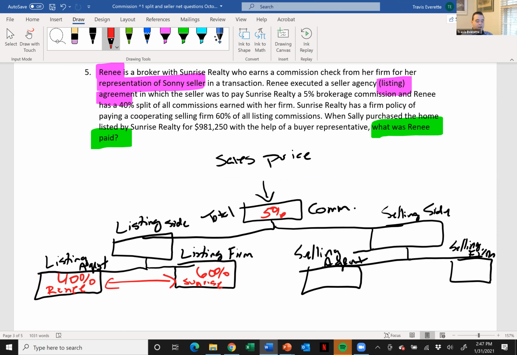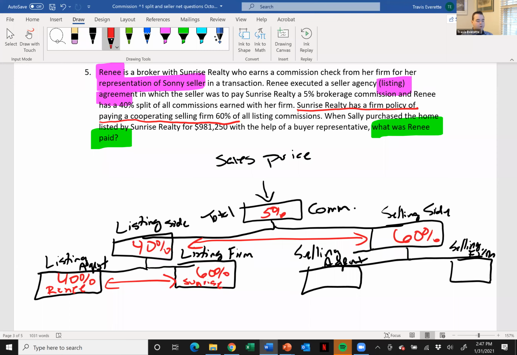Okay. It says Sunrise Realty has a firm policy of paying cooperating selling firm. So remember, here's where the two firms are cooperating with each other. Up here at this first step down from the total commission, middle of the road. That's where the two firms are cooperating with each other. And I'm going to read that again. Sunrise Realty, which is the listing firm, has a firm policy of paying cooperating selling firms 60% of all listing commissions. So they're paying the selling firm 60%. So that 60% is going to go over here, which we know now means 40% must be over here on the listing side.